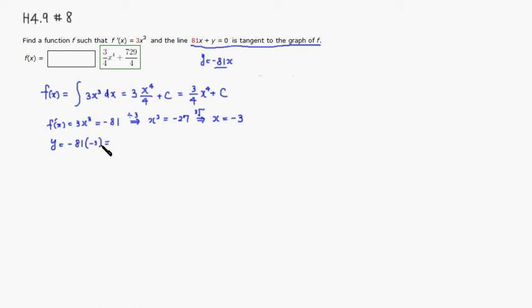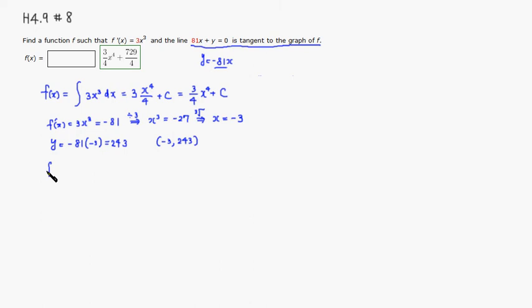So negative times negative is positive. 3 times 1 is 3, 3 times 8 is 24, so 243. We can use this to find the c value. So the graph goes through the point negative 3, comma 243. So let's plug it in.